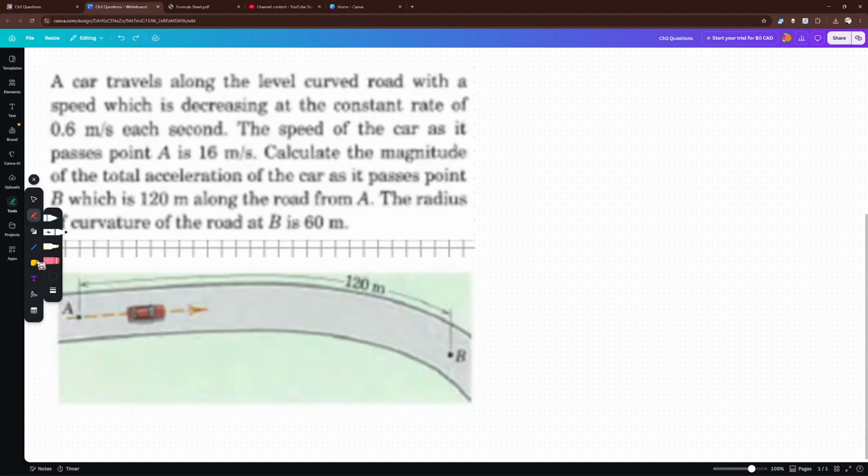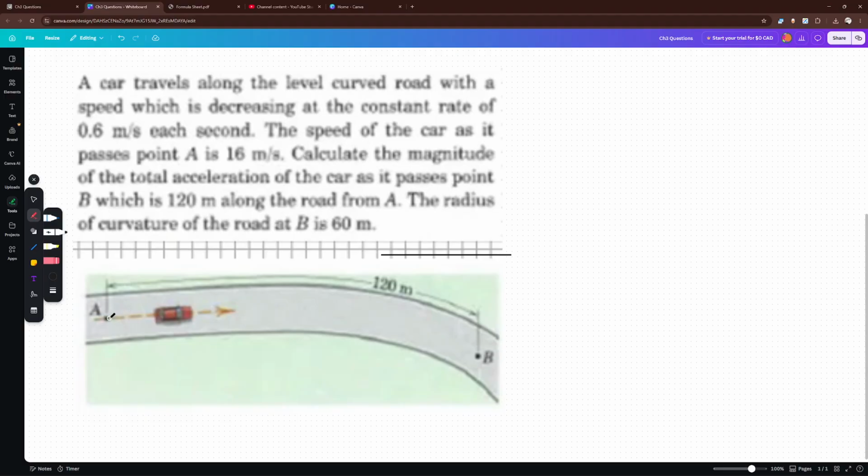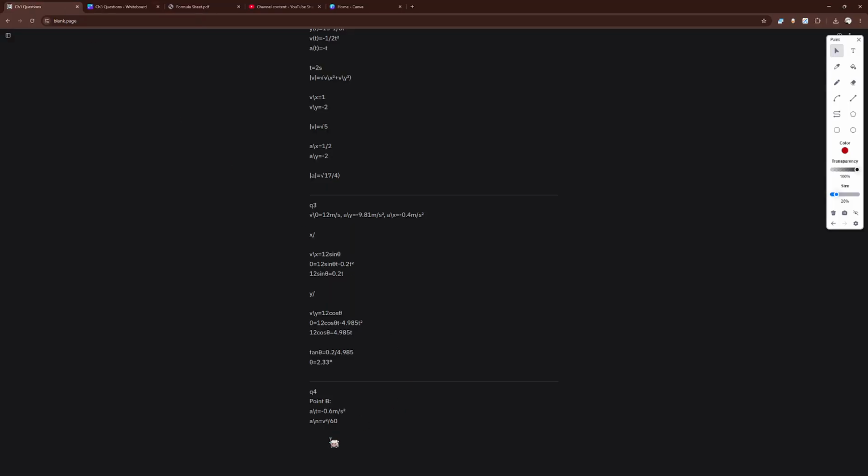Okay, that's not a straight line. Do I have a line tool? Okay, it doesn't work. Anyways, straight line. This is still 120 meters along this line. So it's okay to do that. You can use your kinematics. Don't have to worry about any of the curved stuff.